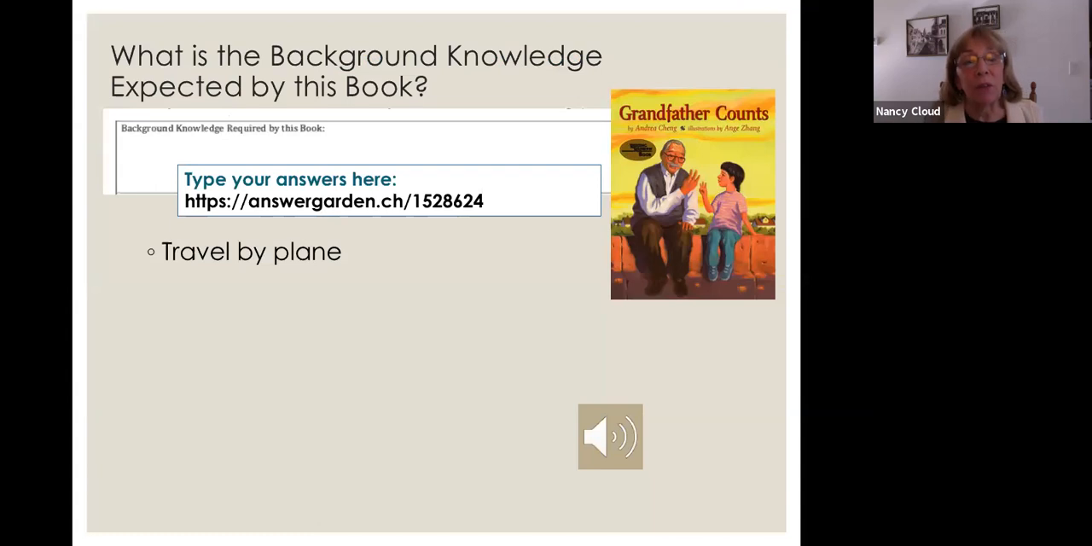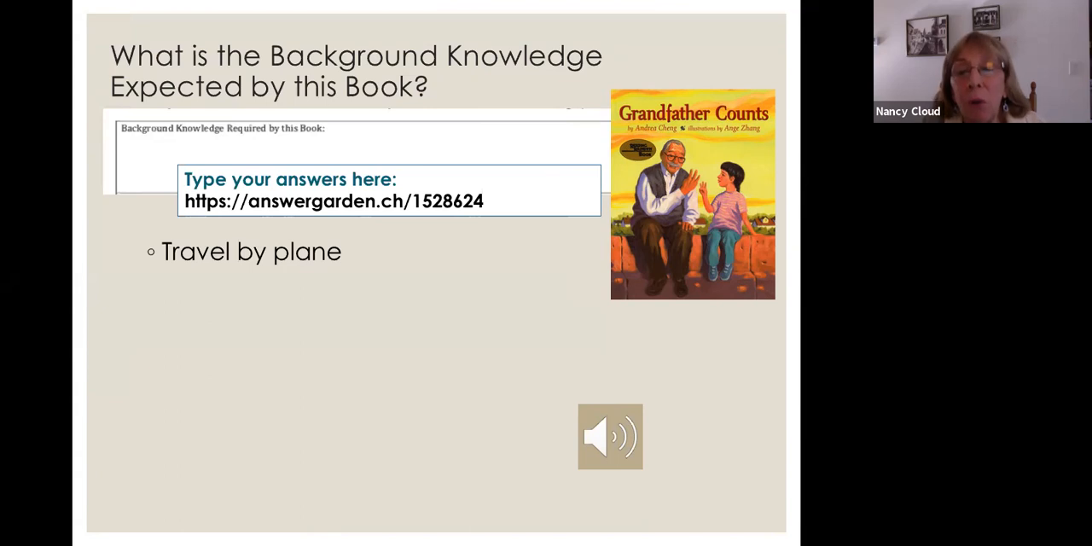As we get started, I'm also going to be modeling for you from now to the end participatory strategies that you can use in your classroom. The first one I want to model is the use of Answer Garden. So Antoine's going to load for you in the chat this Answer Garden address, and all you will need to do is click on it and you will be taken to my Answer Garden where we will see everybody's answers.